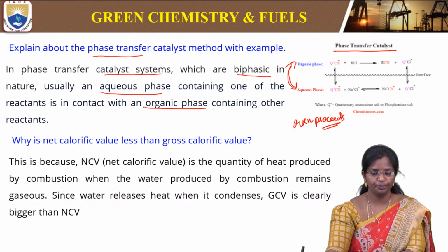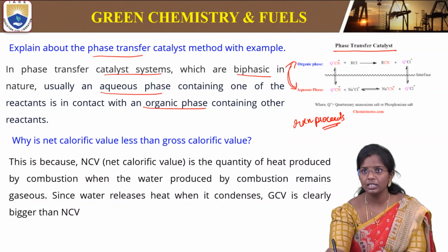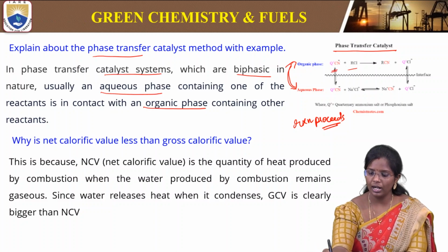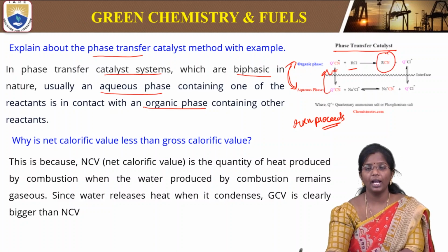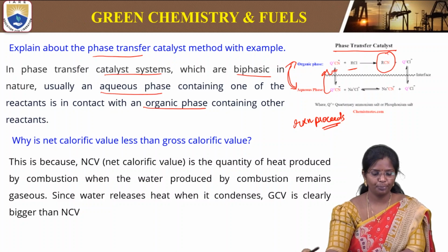Here, if you see, there is the cyanide ion, RCl is used and that becomes RCN, because there is a transfer of this ion into the organic phase, which helps in the reaction. So this is how the quaternary ammonium salts help in the reaction process.